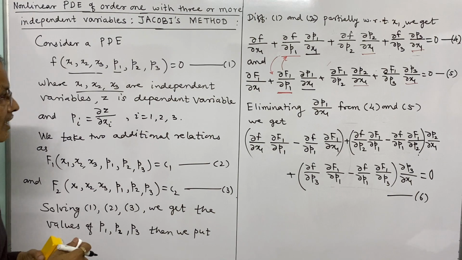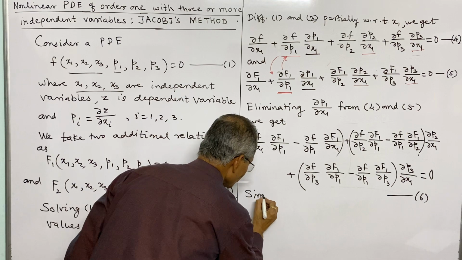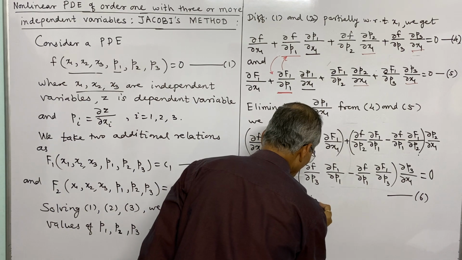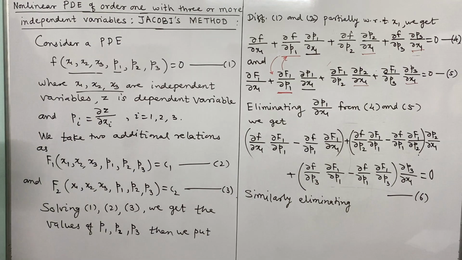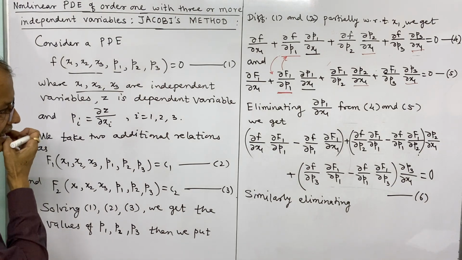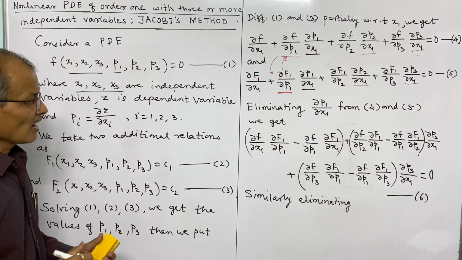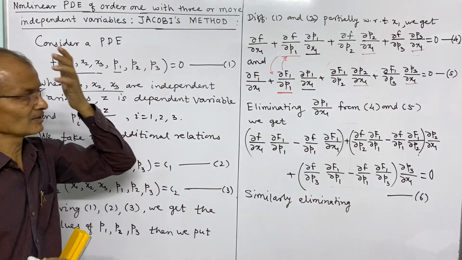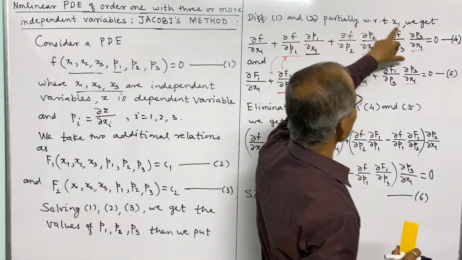Similarly, eliminating dou p2 by dou x2, we will get the other equations, or we will write the equations directly. Now how the equations are to be written: as you see, similarly eliminating, we will consider the same pair, not a different one. See, 1 and 2 again. What we have done is, 1 and 2 we have differentiated partially with respect to x1.